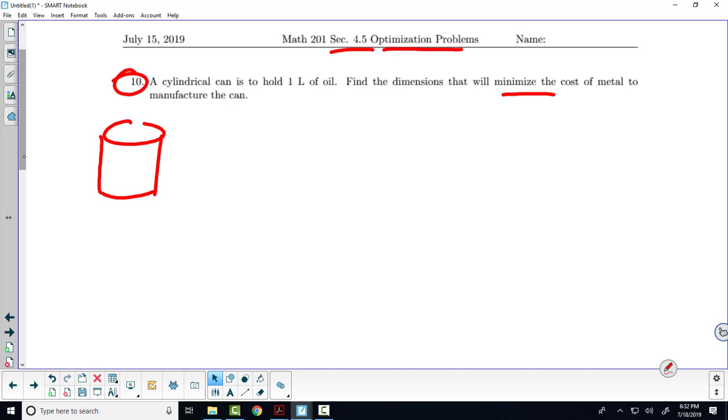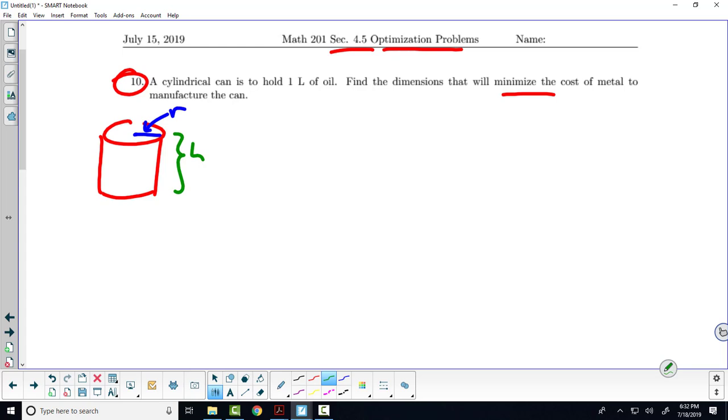What do you need to be able to describe this cylinder? All cylinders, this is called a right cylinder. All right cylinders can be described by just 2 numbers. What are those 2 numbers? Yeah, the radius and the height. Okay. You could also do diameter and height, but you need to somehow describe how big the circle is, which we usually do with radius, and you need to describe how tall the can is, which we do with height. Okay. Any questions on that?